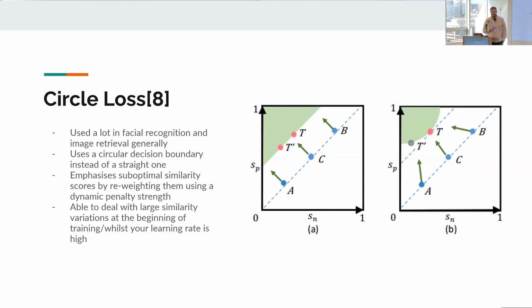So one of the big things which is different is it has a circular decision boundary, which the paper purports allows you to get a more fine-grained kind of embedding, because rather than doing things in lines, you can start pulling everything together. The thing that's quite interesting, and the last 2 points, is that it emphasizes suboptimal similarity scores and reweights them in a way that, when you have a large variation, it kind of smooths it out for you.